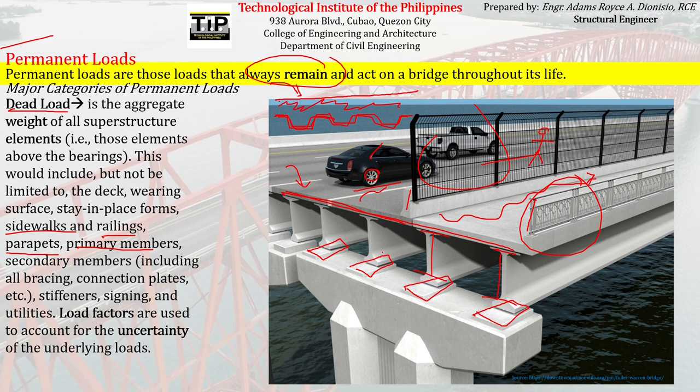Diba? Mga weight ng secondary members like yung mga bracing or connection plates na wala dito, hindi nyo makikita yung mga secondary members dito kasi nandito pa banda sa midspan. So yung mga weight nun, classified as dead load din. Stiffeners, signing, utilities, etc. Dead load din yan. Anything that is on the bridge that doesn't change in magnitude and position, we consider them as dead load. Okay? Mga dead load yan, lahat ng mga nakikita nyo dyan.